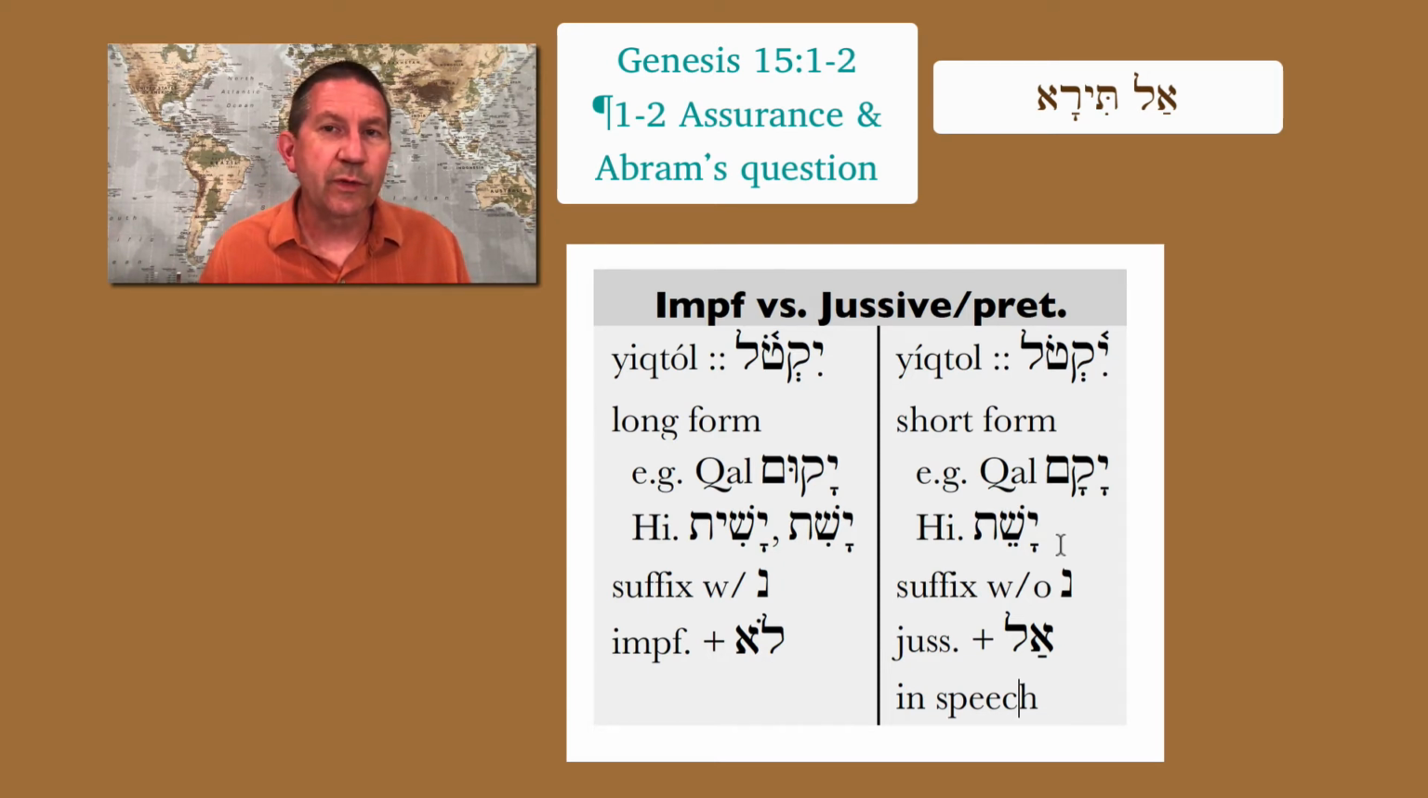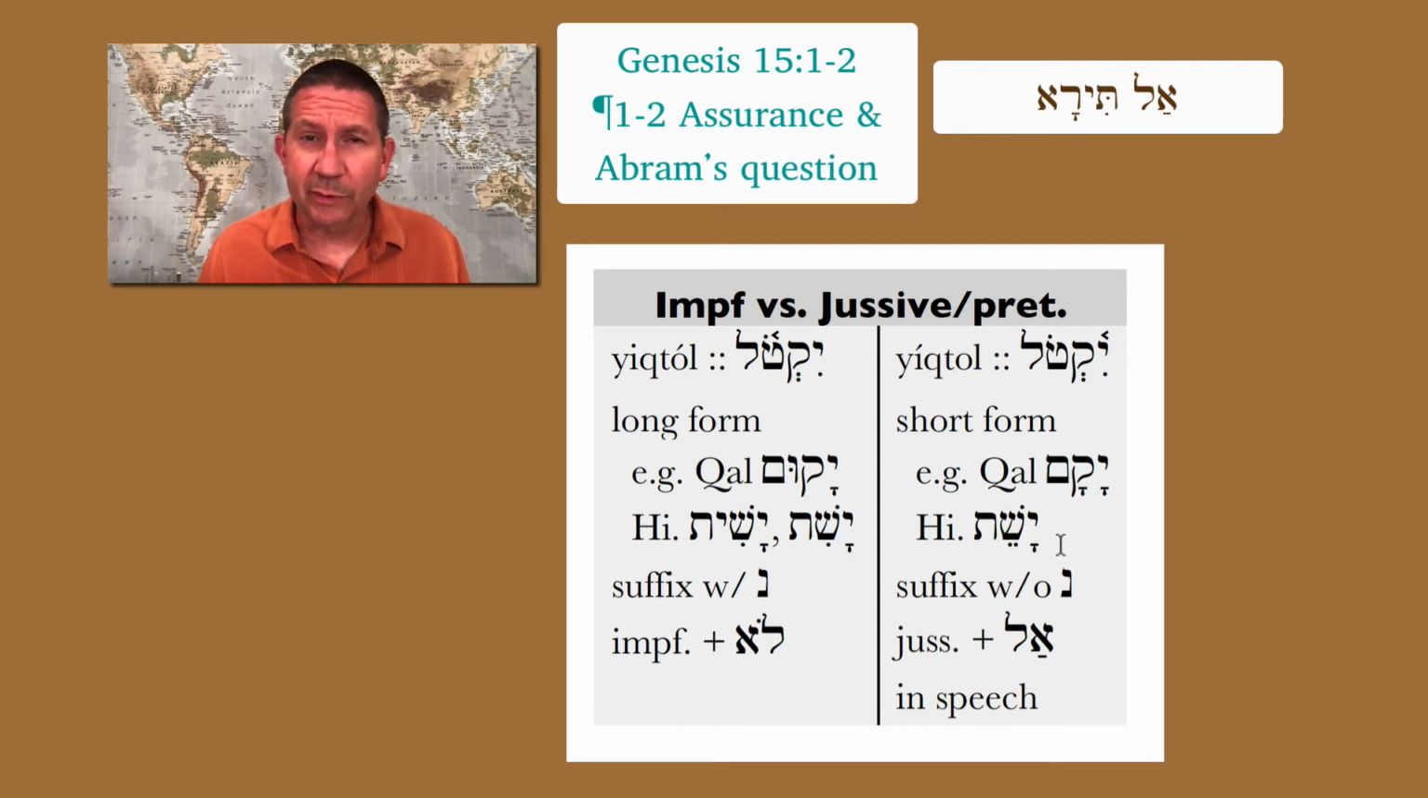Some weak roots can change their form, and so we'll have what we call the long form, the one that still has a mater lectionis, like yakum or yashit, whereas the short form, which has generally lost its mater, although sometimes it's just the vowel, we have yakum or yashet.